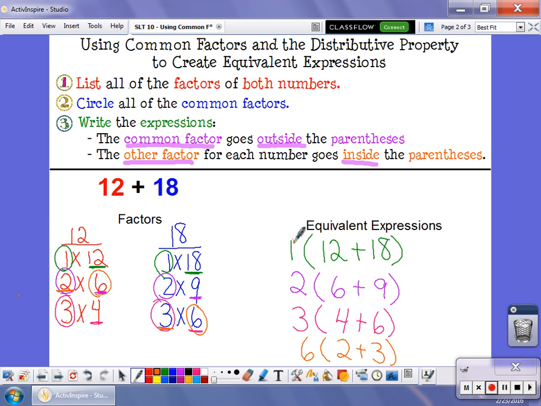Remember, when you double check, if you take that common factor and multiply it by the first number, it should equal your first number. So it's important that the factors you list first are factors of your first number here. The other thing to keep in mind is that this is an addition sign because we had an addition sign in our problem. If our problem here had said 12 minus 18, then all of these would also be minuses. Okay? So that's how we use common factors and the distributive property to make equivalent expressions.